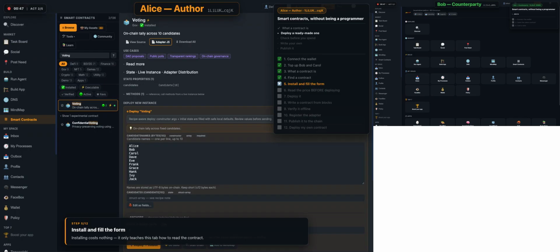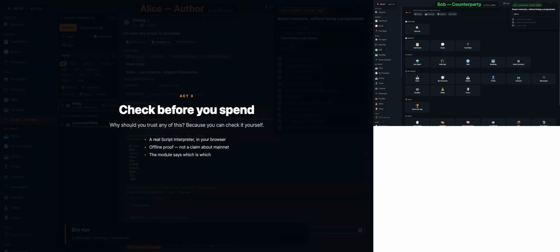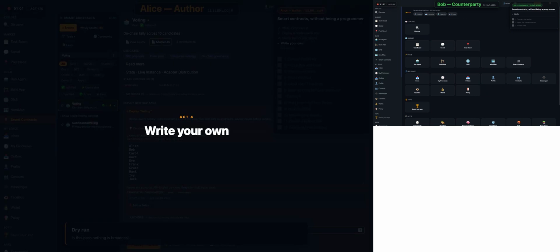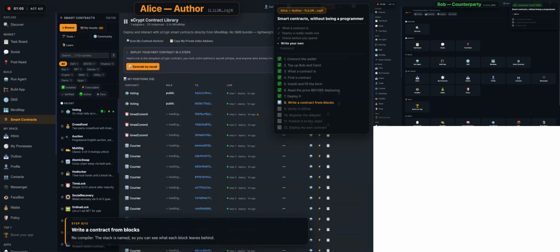Alice opens a voting contract. Installing it costs nothing and sends nothing. It only teaches her browser how to read this contract, and the form states the price before she commits. 4 satoshis in outputs, plus the network fee.